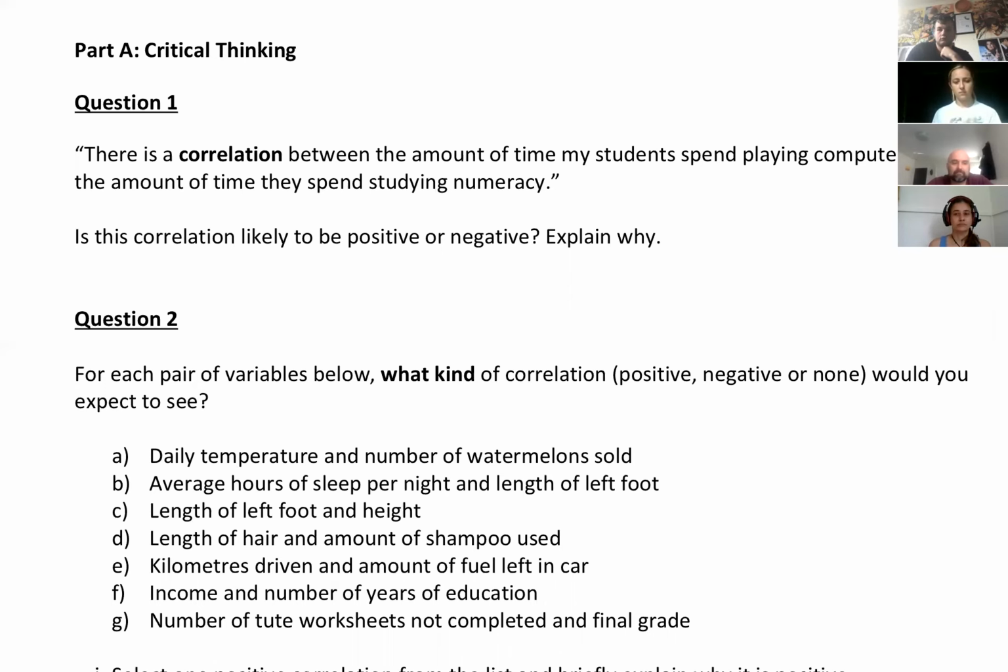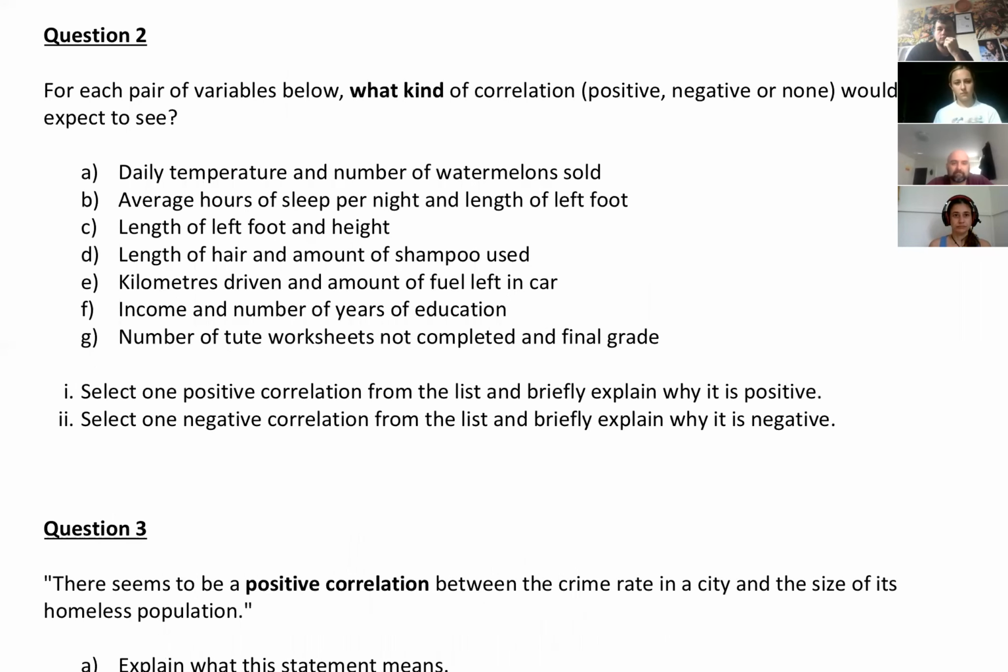So when you're doing question 2, that's what you're doing. You'll go through the list and identify each pair of variables as a positive, negative, or no correlation. And then for part 1, you would choose one of the positive ones and explain why it's positive. And for part 2, choose one of the negative ones from that list and explain why it's negative. So I'll do an example. You can choose a different correlation to do your explanation, but let's look at D together.